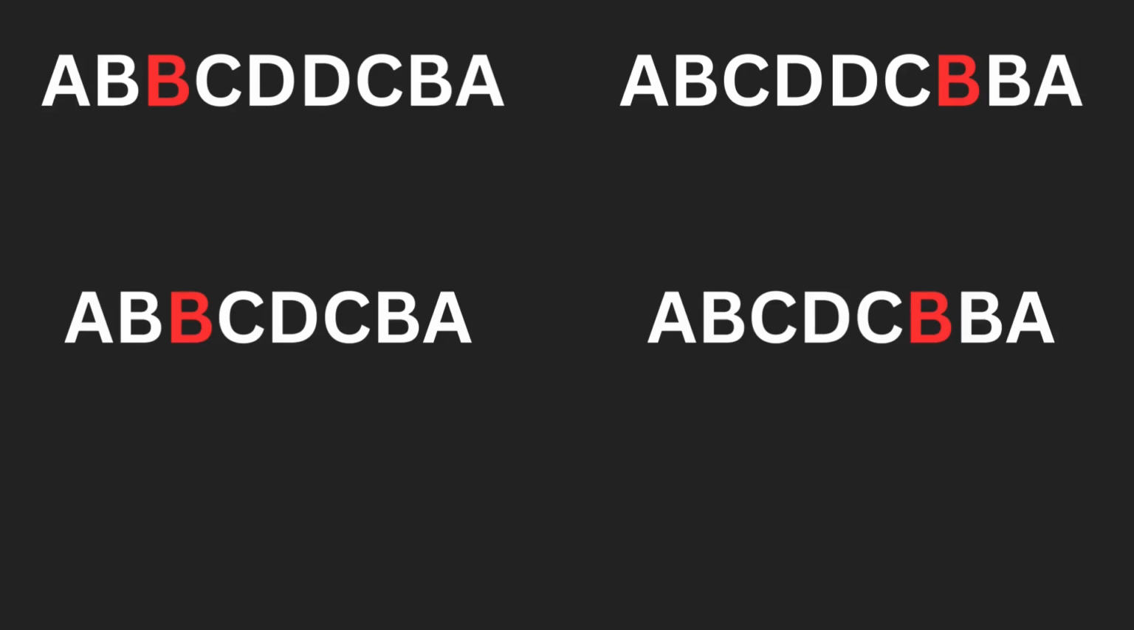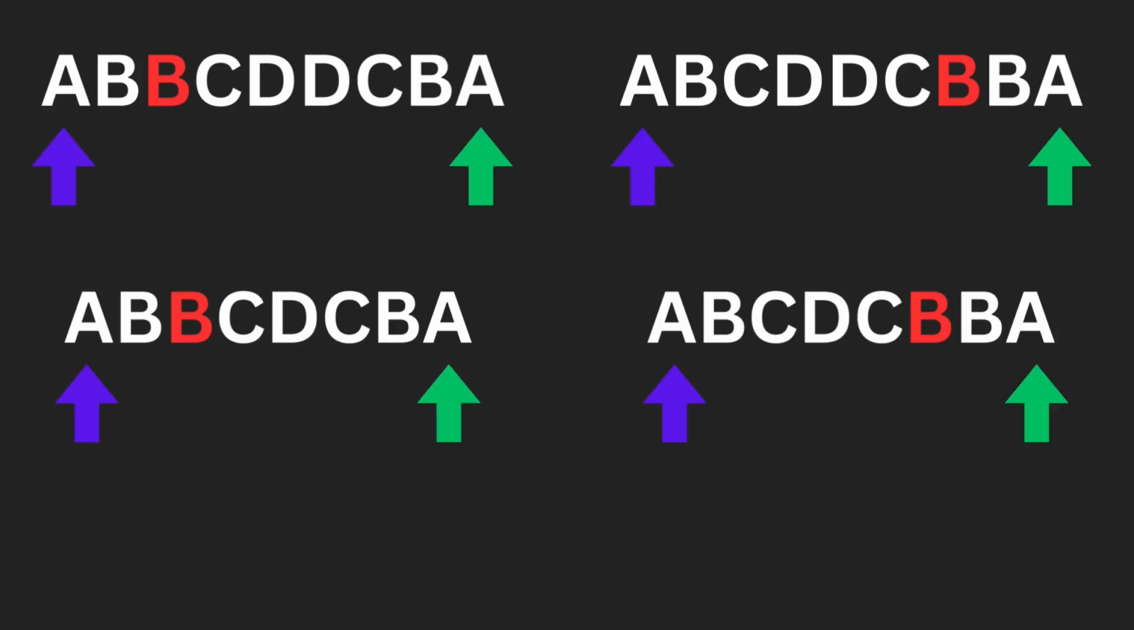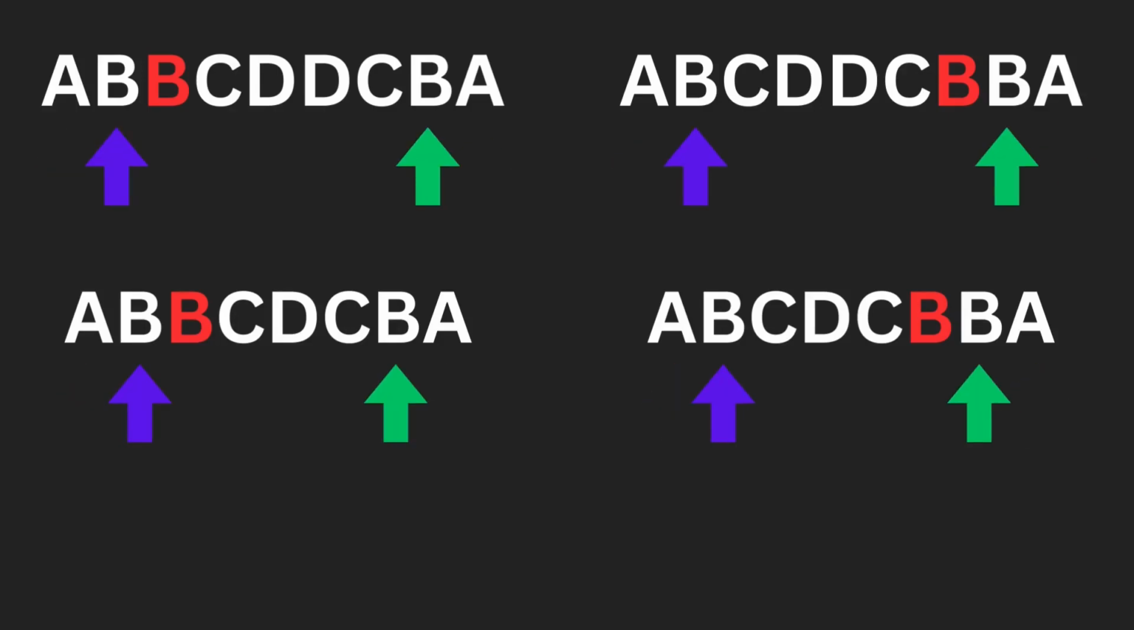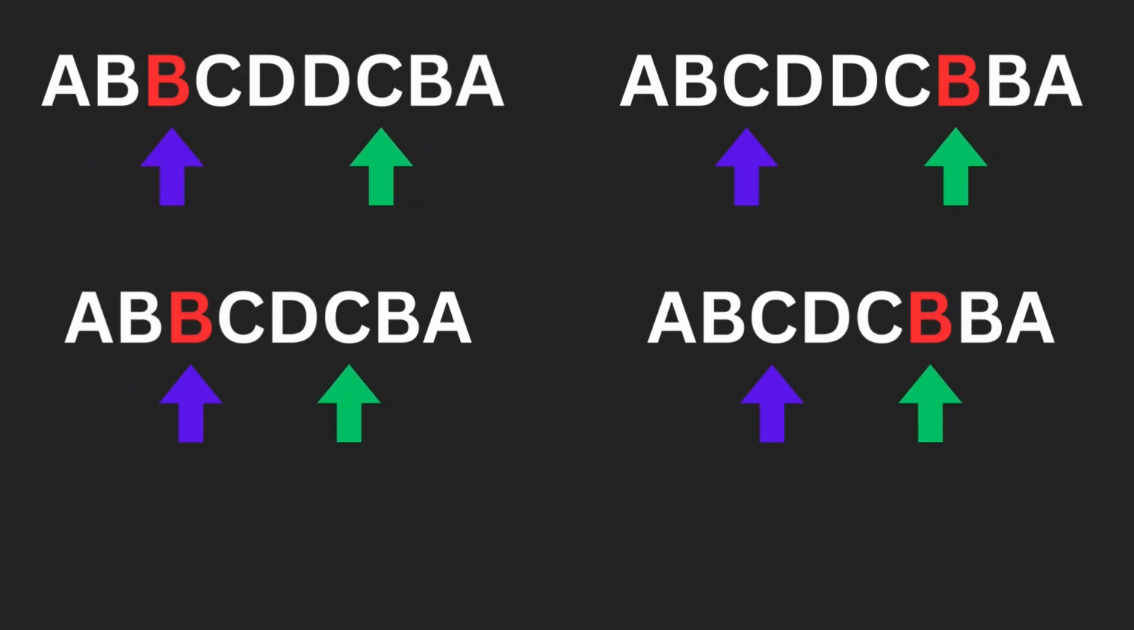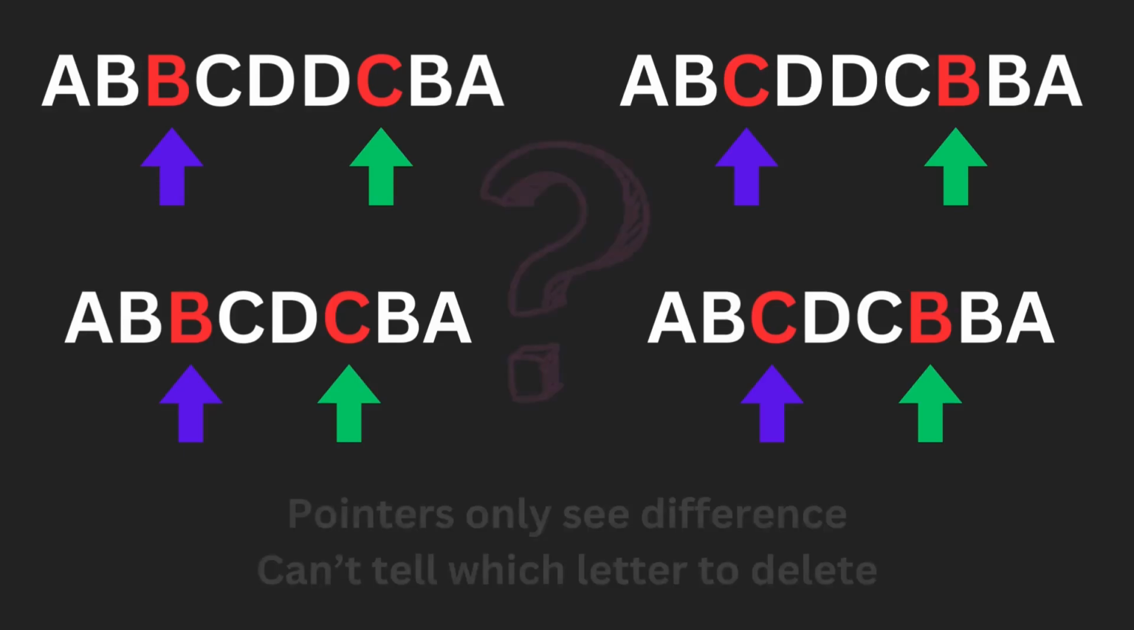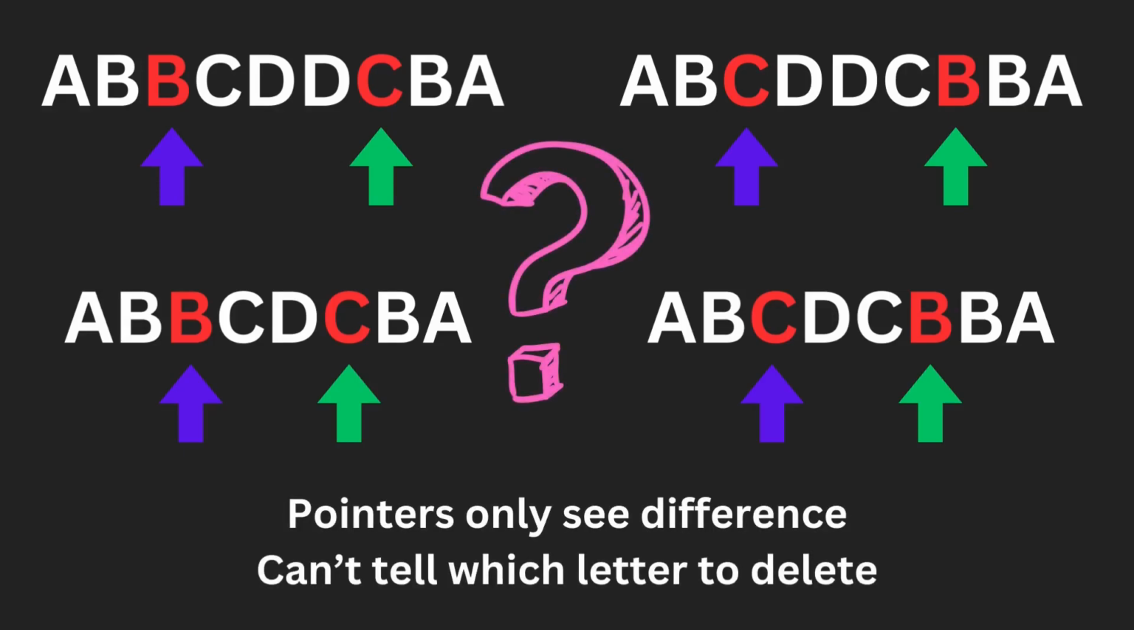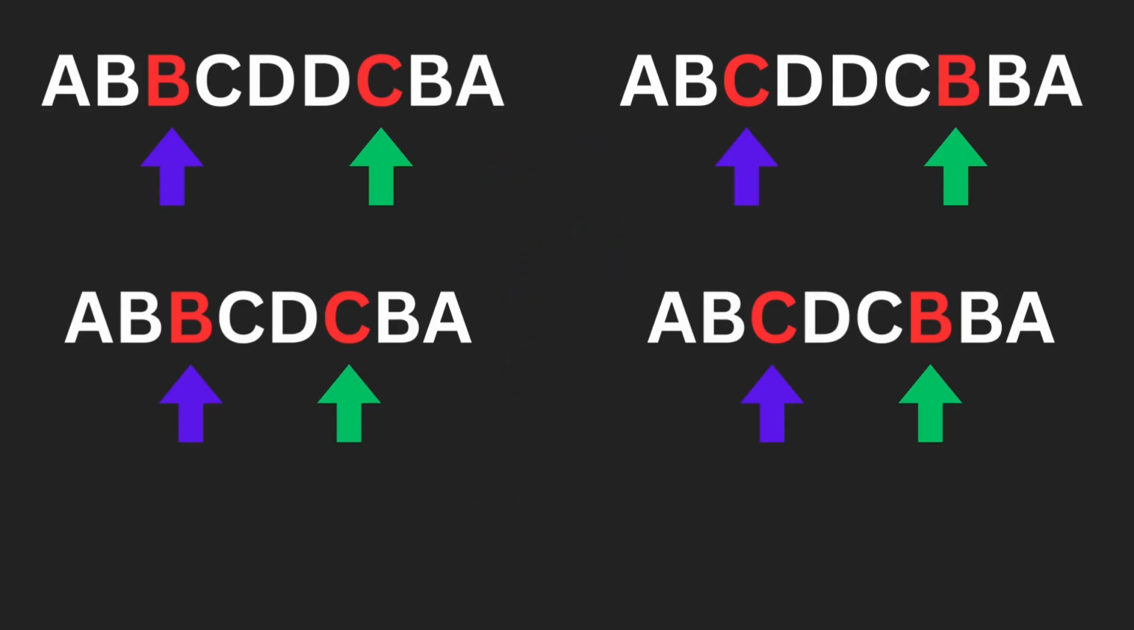The lower variants here have the same thing, except I removed one of the D's in the middle, just like I did last time. Just like before, we have our pointers on the left and right, and we're gonna keep traversing until we get to a mismatch. So here's the problem. The pointers can only see the difference. It knows that B is not equal to C, but it can't tell which letter needs to be deleted. So what we're gonna do is try both and see, well, what happens if we delete the B or we delete the C? Is there a palindrome left over?